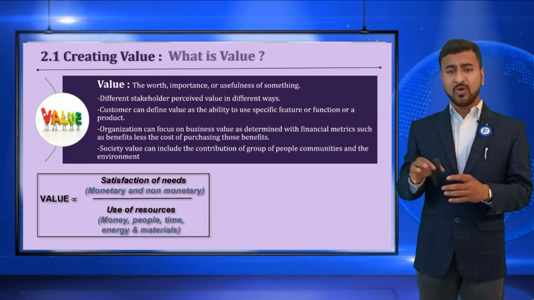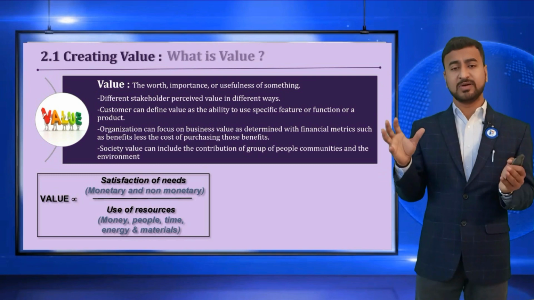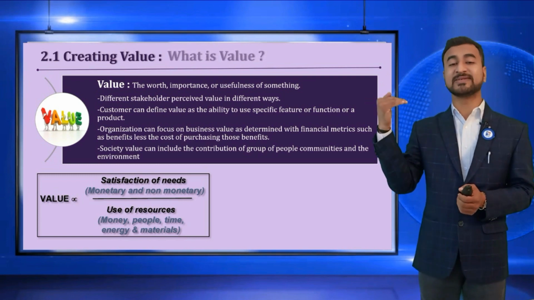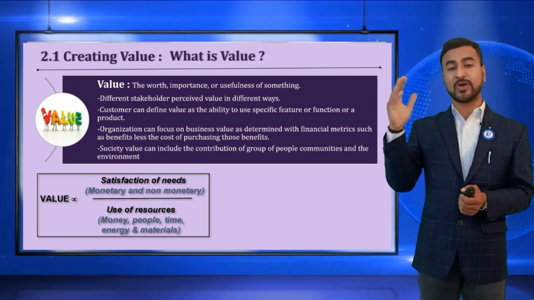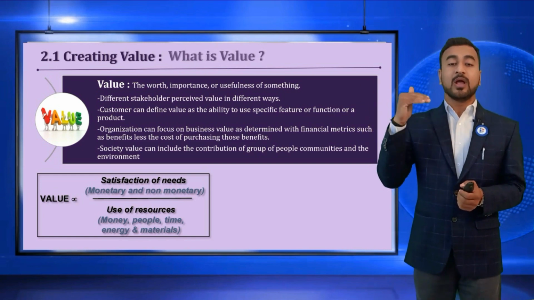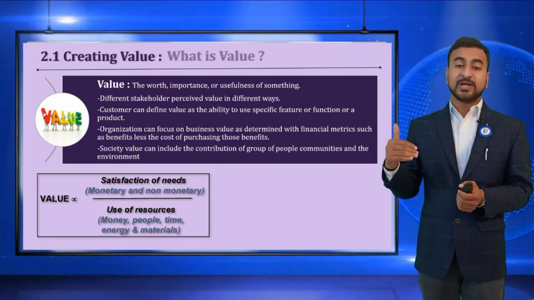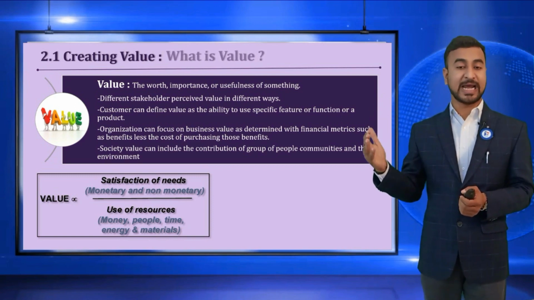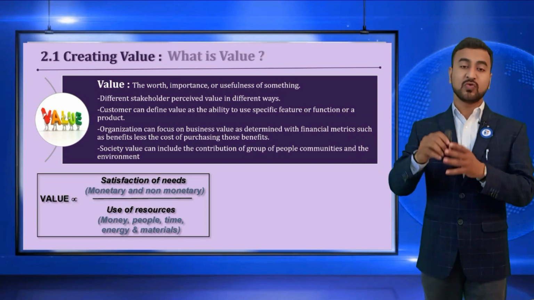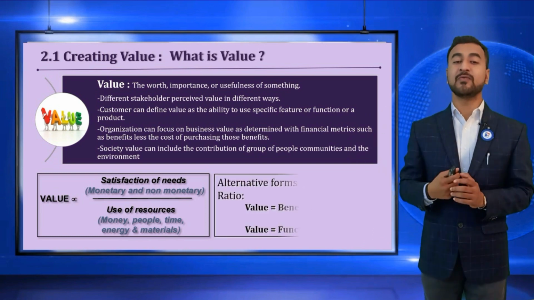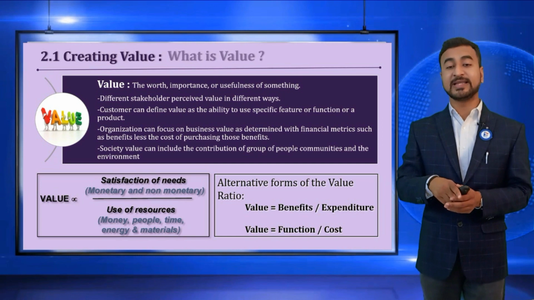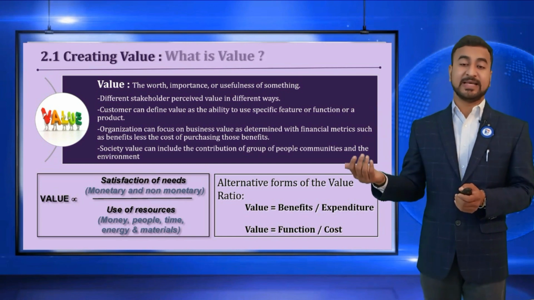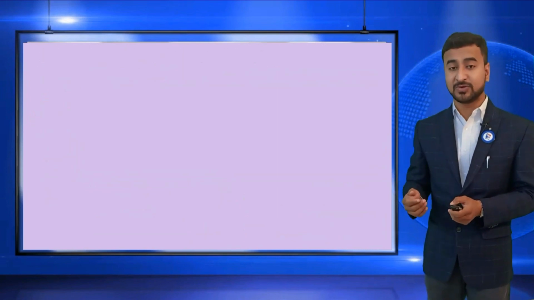So, holistically, if I want to define value, it's a ratio of satisfaction of need, both monetary and non-monetary, denominated by the use of resources in terms of money, people, time, energy and material. That gives me the value. Alternatively, the value ratio would be the benefit divided by the expenditure, or the function divided by the cost.